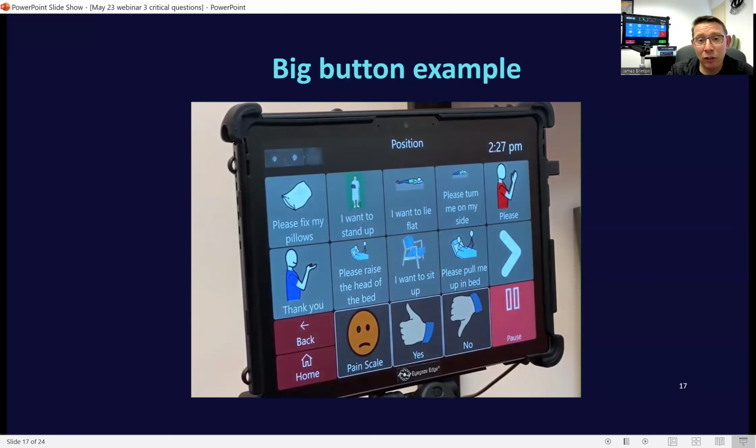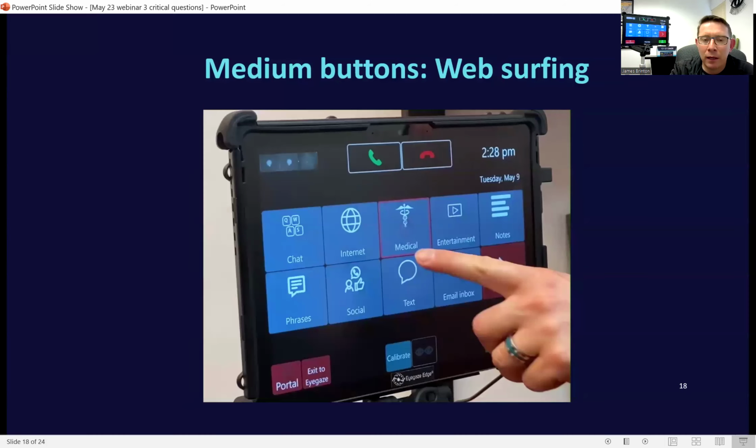We can see that he is still learning the timing. He missed the first button, but he went back to it. We have an auditory click every time he selects a button, and we have a small circle that fills in when he has gazed long enough at the right buttons. Okay, here's an example of medium buttons surfing the web.